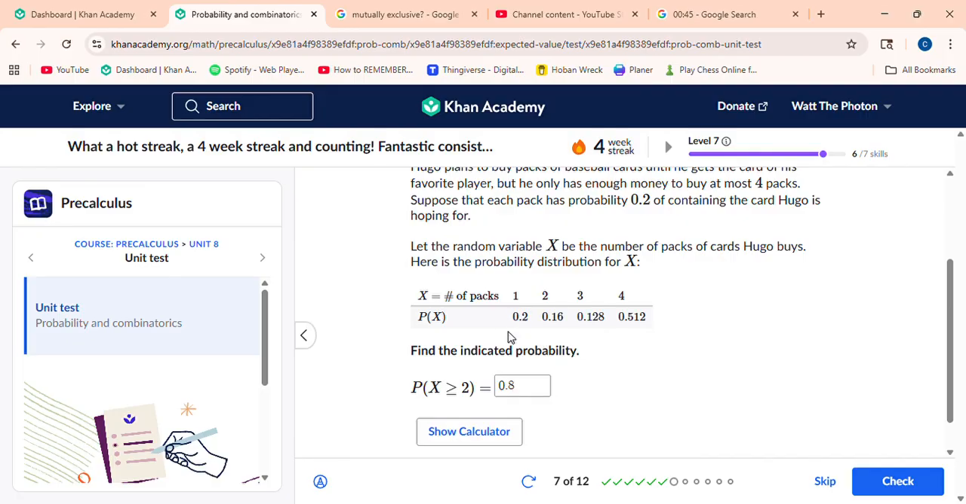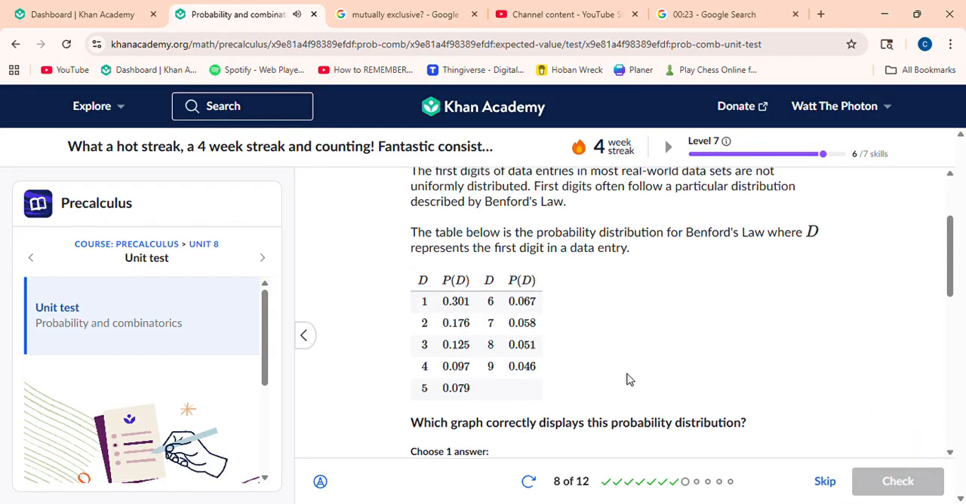Because you have one pack that's 0.02. And so you just add all the probabilities until you get 1. Find the indicated probability. I don't see how this is wrong. Okay.